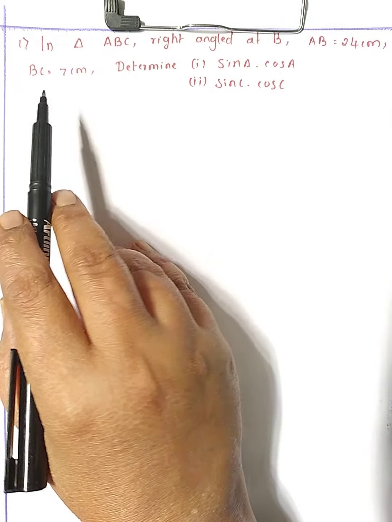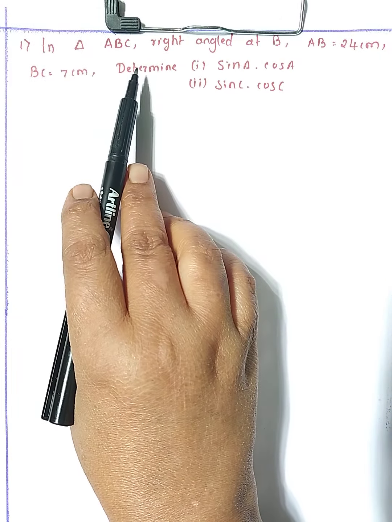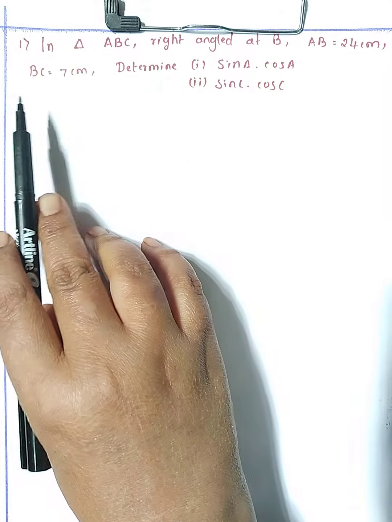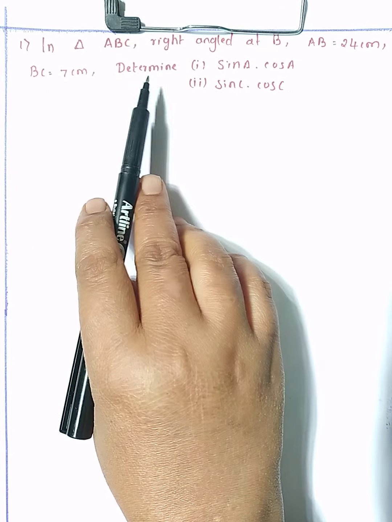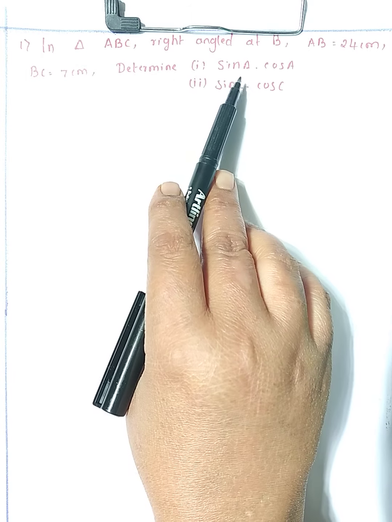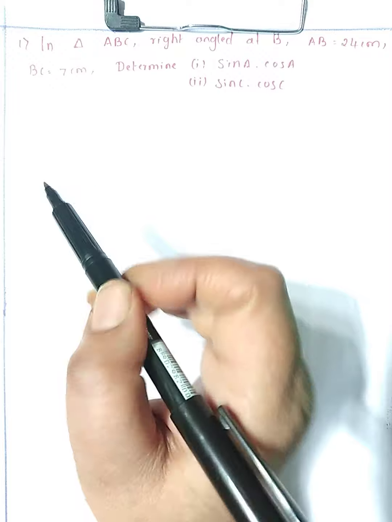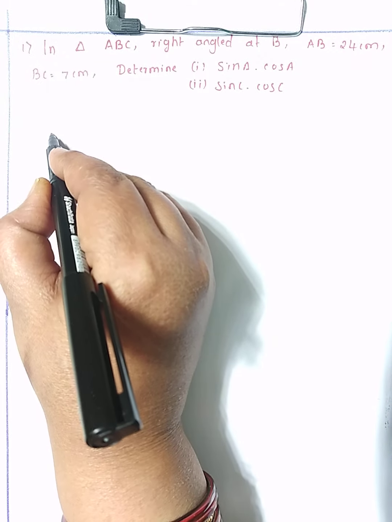So today I am solving the first three exercises of exercise 1 of the Introduction to Trigonometry chapter. The first problem here is: in triangle ABC, right angle at B, AB equal to 24 centimeter, BC equal to 7 centimeter, determine. First is sin A, cos A, then second one is sin C, cos C. So draw the right angle triangle.